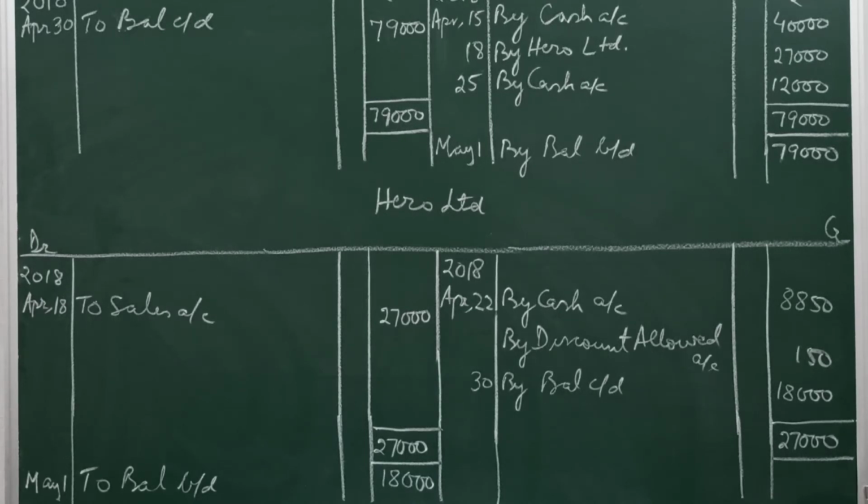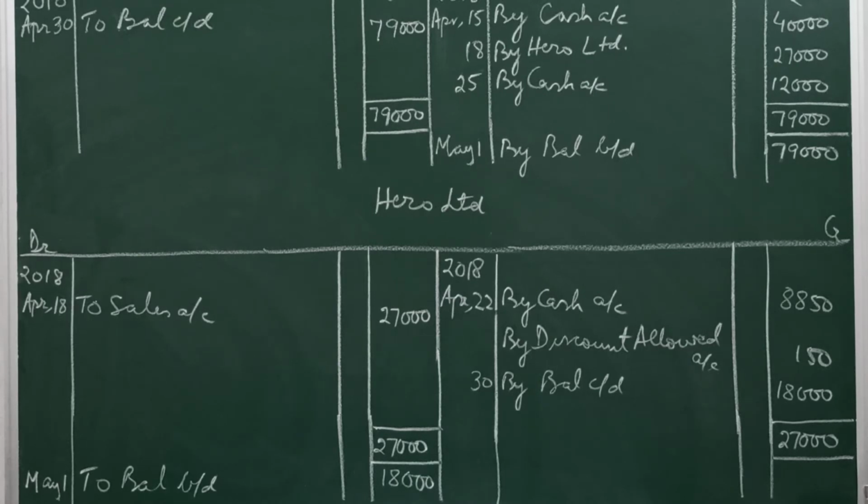If you see the above account, sales account, you have written there by Hero Limited, and in this account you have written to sales account, thus completing the double entry system. You will find that in one account it may be debited, and the account in which you are debited will be credited. Thus in every ledger account they will complete the double entry system.